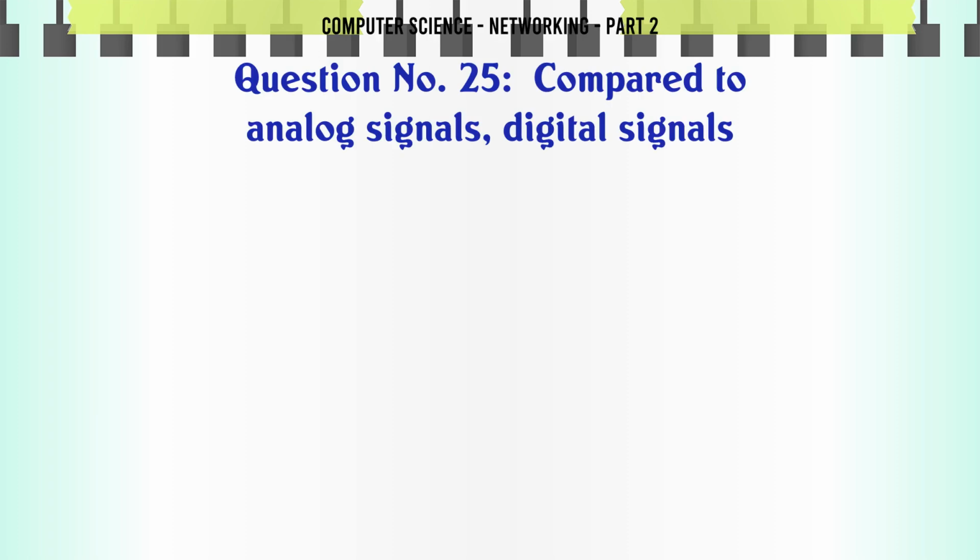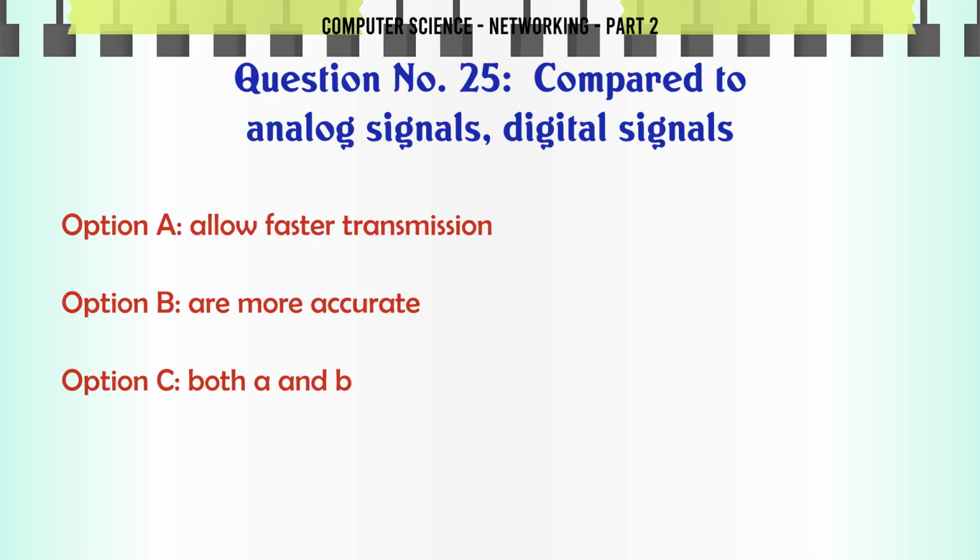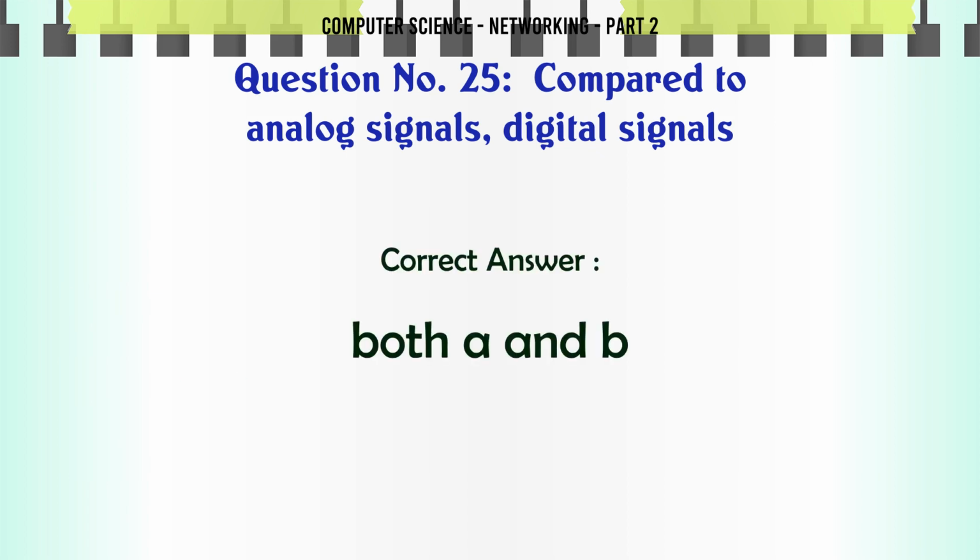Compared to analog signals, digital signals A. Allow faster transmission. B. Are more accurate. C. Both A and B. D. All of the above. The correct answer is both A and B.